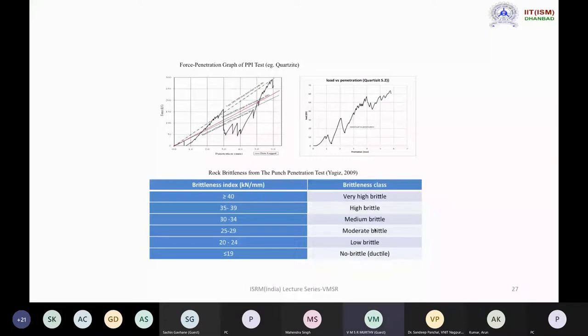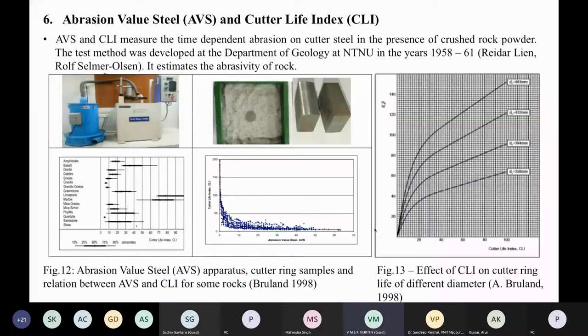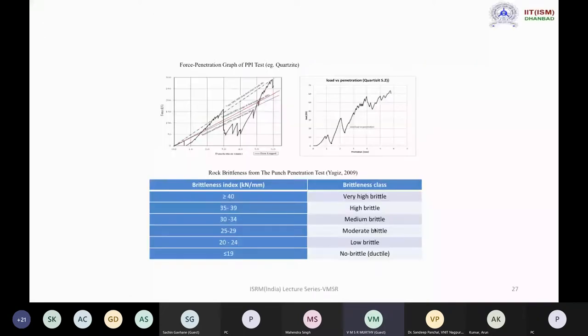So actually, I would just like to summarize that punch penetration is a very good index to understand the brittle-ductile behavior of the rock, or the toughness of the rock. And this can also help you fix the amount of normal thrust I need to apply on the cutter for a given penetration.